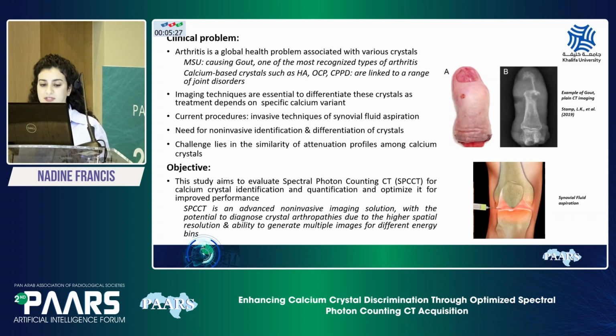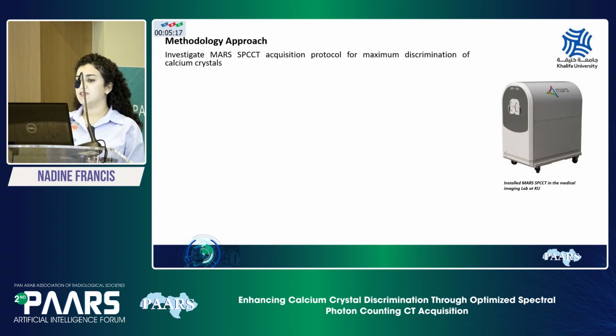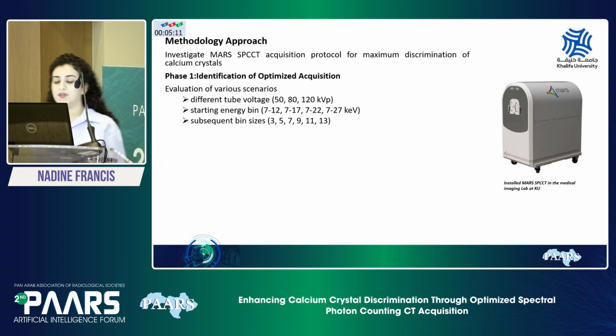So our methodology is to use Mars spectral photon counting CT, which is installed in the medical imaging lab at Khalifa University, and investigate the acquisition protocol for maximum discrimination of calcium crystals. To do so, our study is structured into 3 phases. The first one is to identify the optimized protocol, and this is done by evaluating various scenarios of different tube voltage, different starting energy, and subsequent bin sizes.